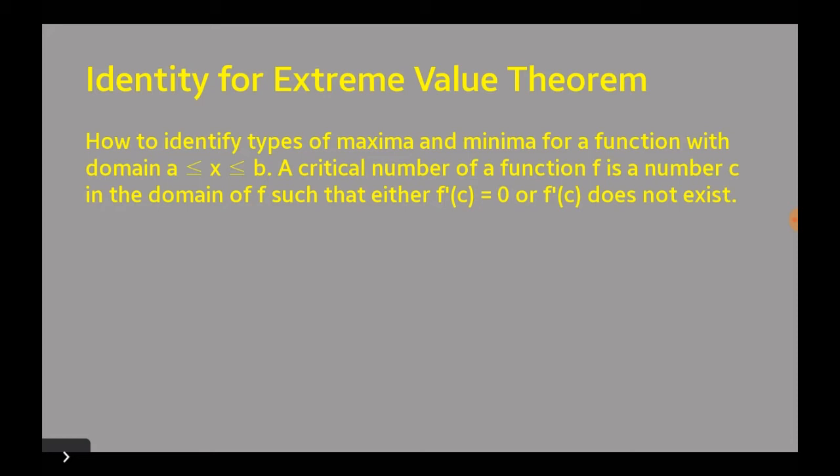A critical number of a function f is a number c in the domain of f such that either f derivative at c must be 0 or f derivative at c does not exist.